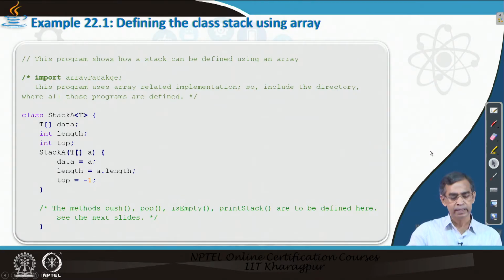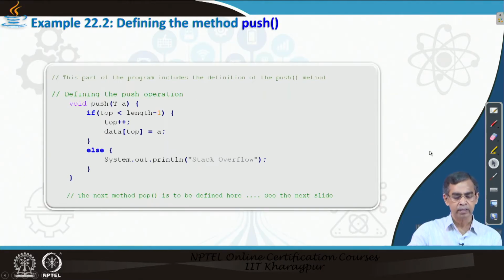So, now we will add the first method, namely the push method. As you know, the push method requires the element to be pushed. So, A is basically of type T. If T is integer, then A is of integer type; if T is double, then A is of type double; if T is string, then A is string. Whatever it is.